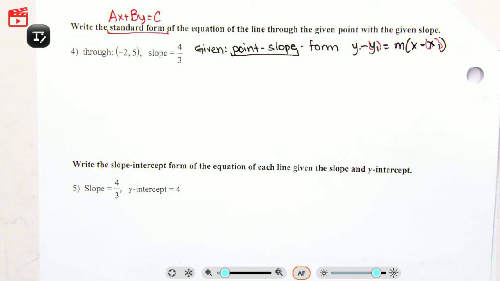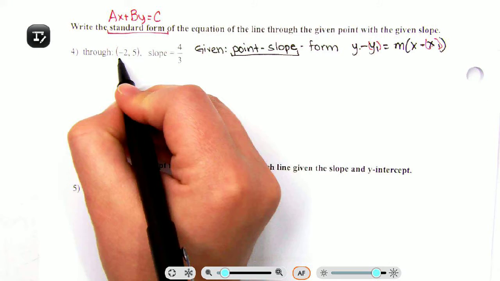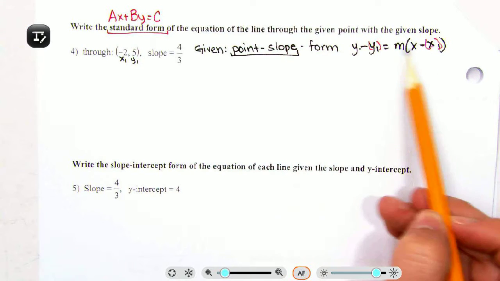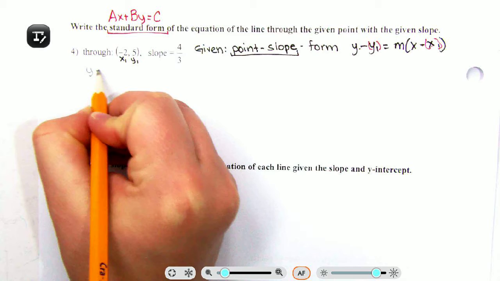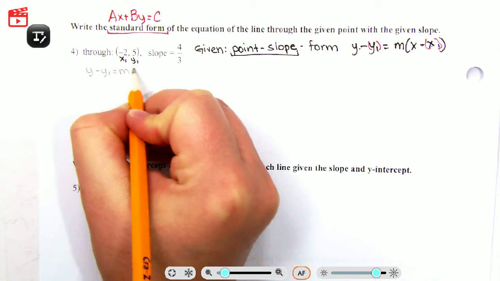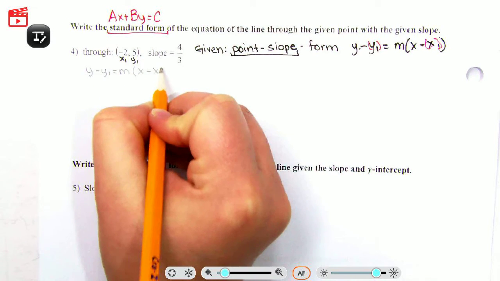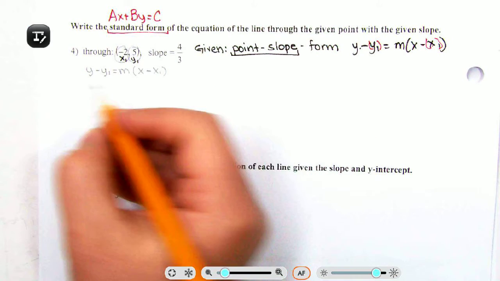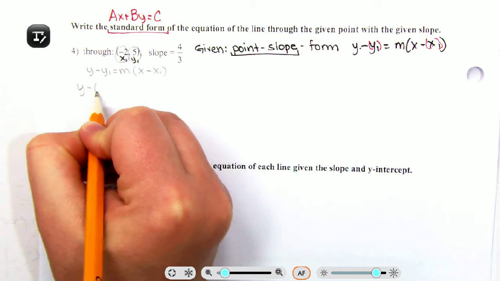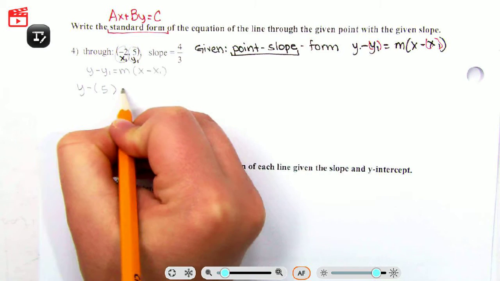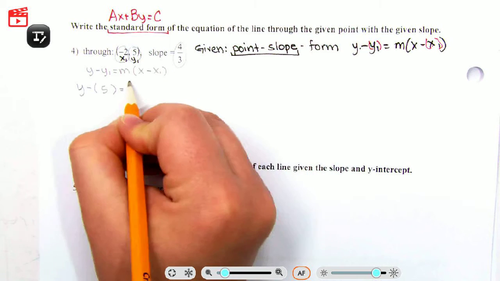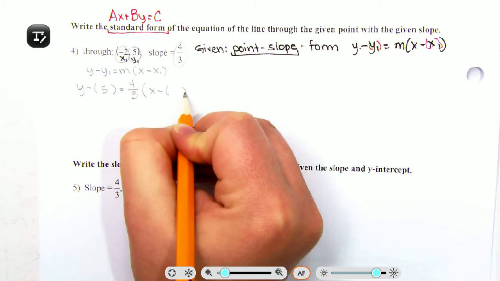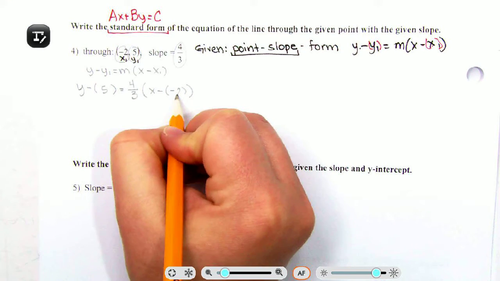Okay, let's try this. Always label your point x1, y1. Slope we have. I'm going to rewrite this formula: y minus y1 equals m, parenthesis x minus x1. I'm going to substitute these values in. Now be careful, you must use parentheses. So y minus y1 is 5. Slope is 4/3. X minus x1 is -2.